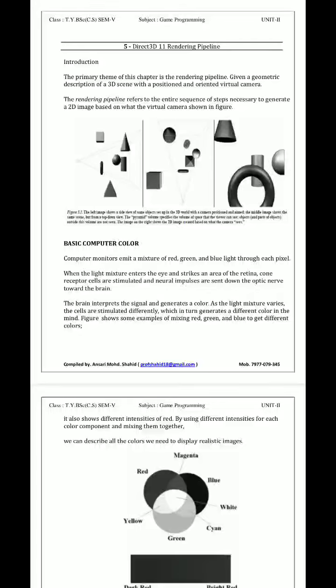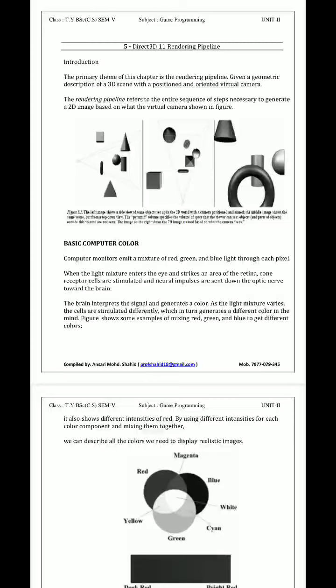Morning students, we'll start with chapter 5 of unit 2, which is the Direct3D 11 rendering pipeline. So, introduction: rendering means setting a certain zone for our color ranges or shapes in our animation, and how we are doing it through our games. So the primary theme of this chapter is the rendering pipeline.